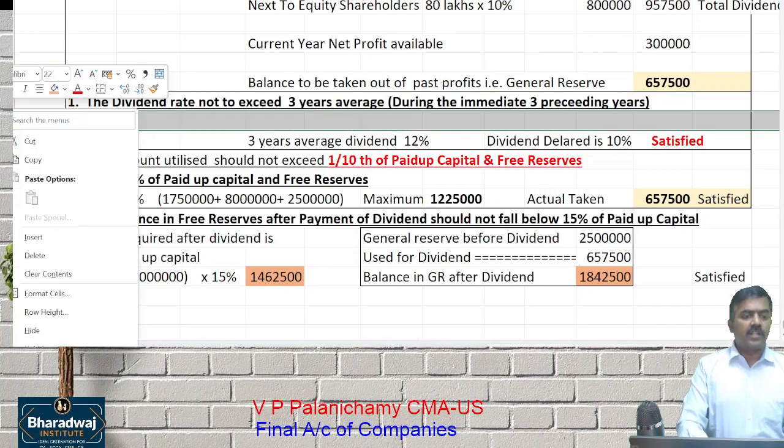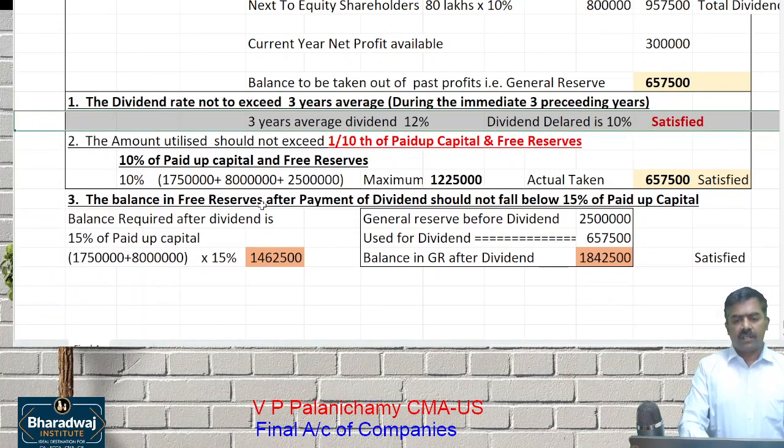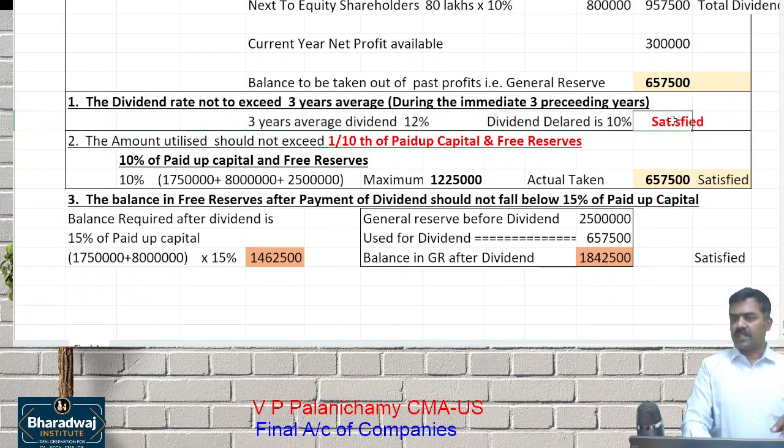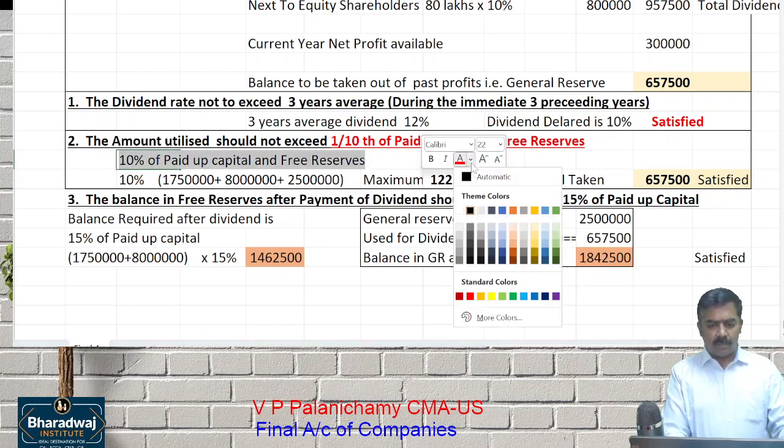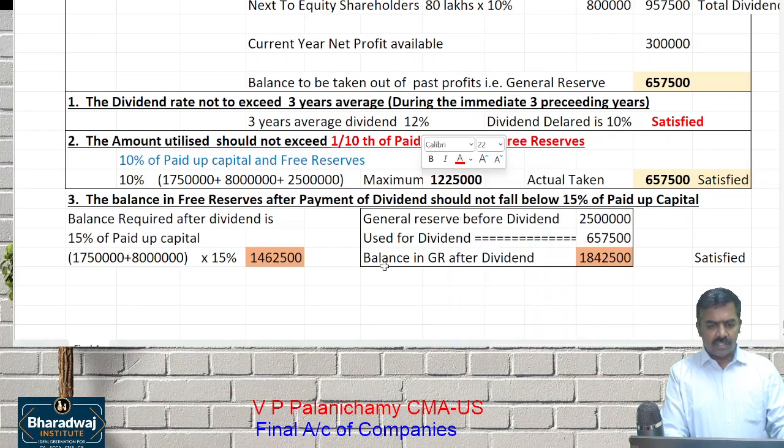I repeat. Dividend rate should not exceed what? 3 years average. What is the 3 years average given in the question? 12%. Dividend declared is 10%. So not exceeded 12%, satisfied. The amount utilized should not exceed 1/10, means 10% of paid up capital and reserves. 10% of paid up capital and reserves into 1/10 போட்டு பார்த்தீங்கன்னா we can use how much?